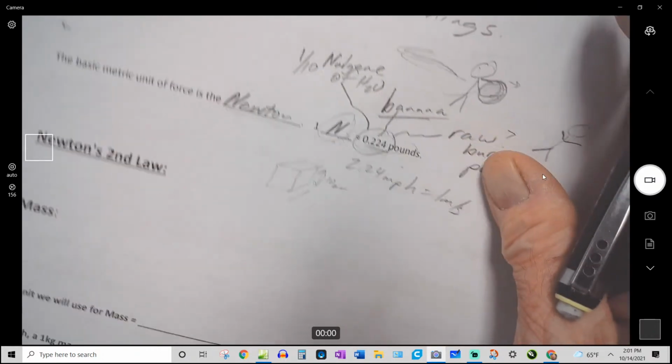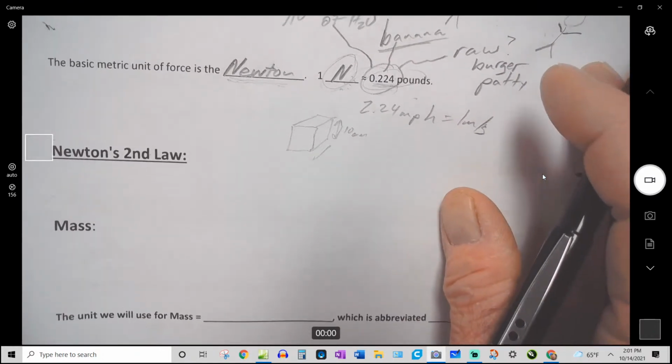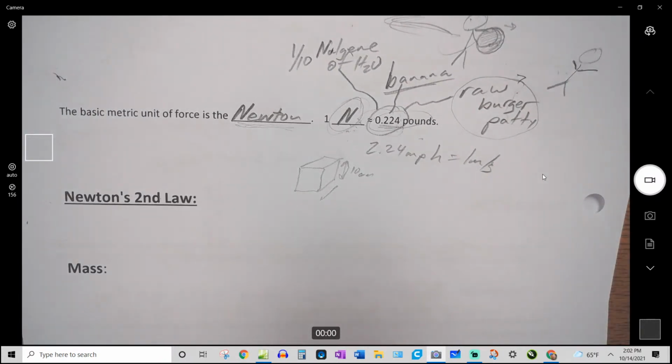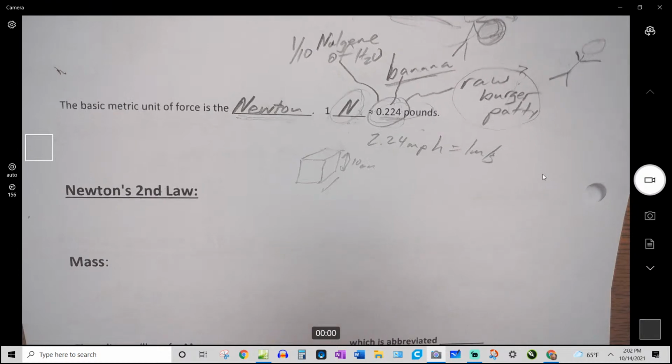And if you forget what a newton is, you can always look it up. But this is the one that sticks with me. It's about like a quarter of a pound. How many fig newtons is it? I don't know. You can find that out.